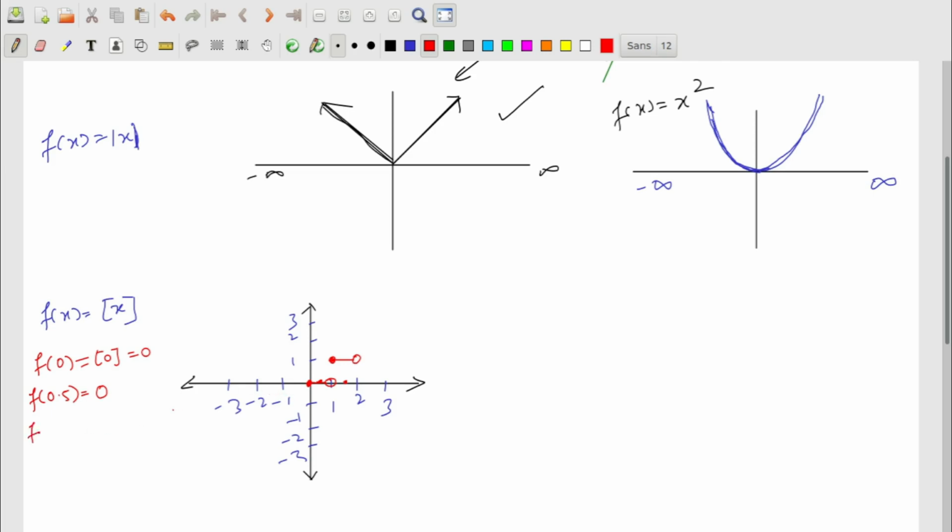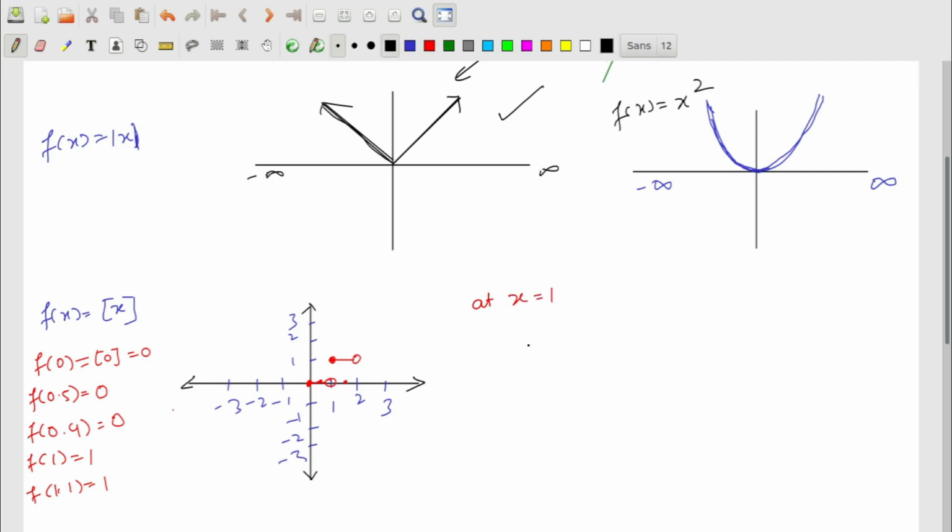So now if I take f of 0.9, still it is 0, the greatest integer less than the given value. If I take f of 1, then it is 1. If I take f of 1.1, now still it is 1, right? For 1.1, the greatest integer less than the given value is 1. So now this is the graphical representation. Now let me check at x is equal to 1, right?